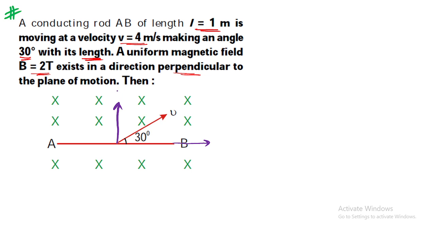What is this velocity here? V is a... This is a really interesting question. Okay. V is V sine theta here. Am I correct? And this one is what? V cos theta. But magnetic field is which direction here? Exactly, perpendicular. Are you clear?